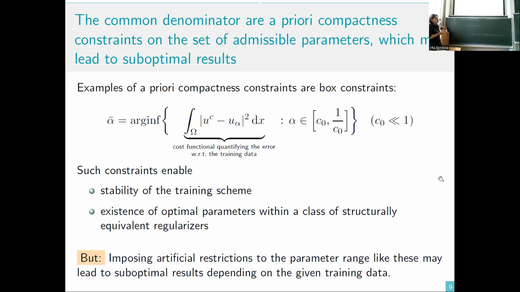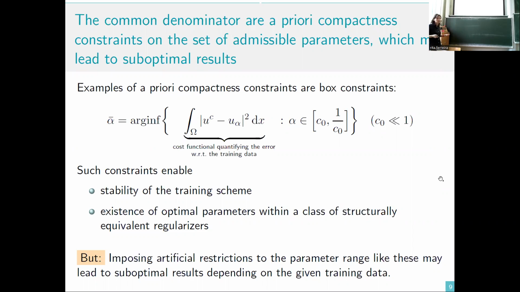What is common to see is the so-called box constraint, meaning that, for example, for the TV model, you don't take alpha from 0 to plus infinity, but you restrict it to some compact interval. Okay, you restrict it, and then you are in a compact interval. This is lower semi-continuous, so existence of an optimal parameter is guaranteed, and that's it. End of the story.